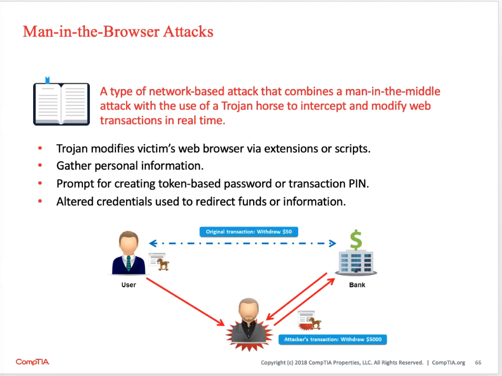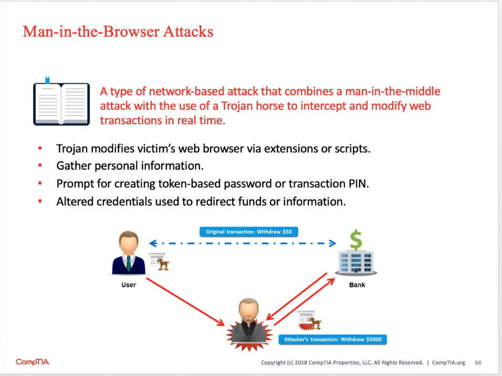Man in the browser attacks. This is another type of man in the middle attack, another type of eavesdropping. It combines a man in the middle attack with a Trojan horse. It's going to modify the victim's web browser via extensions or scripts. So it embeds a Trojan horse into that web browser, and then gathers personal information or maybe prompts for the creation of a token or a PIN.